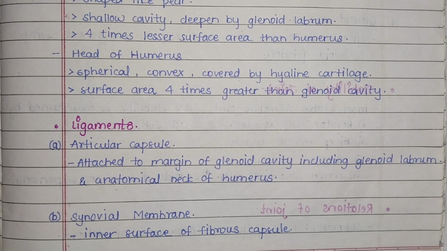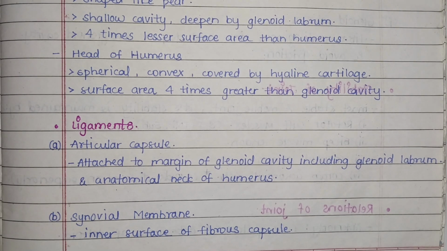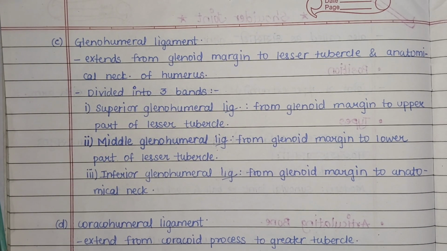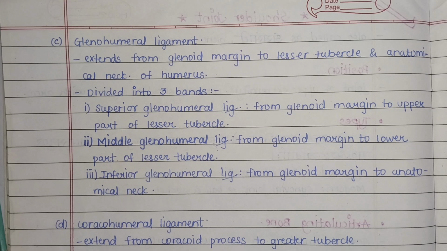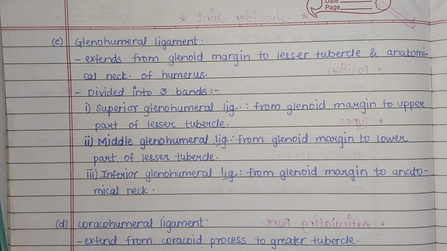Next is the synovial membrane. It is basically just lined up inside or to the inner surface of the articular or the fibrous capsule. Okay, next is the glenohumeral ligament. We know that glenohumeral ligament is further divided into three bands, that is superior glenohumeral ligament, middle glenohumeral ligament, and inferior glenohumeral ligament. Now let's start.